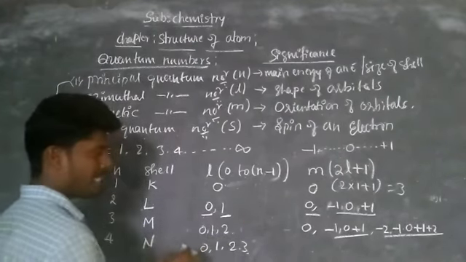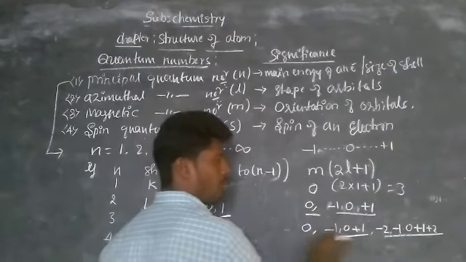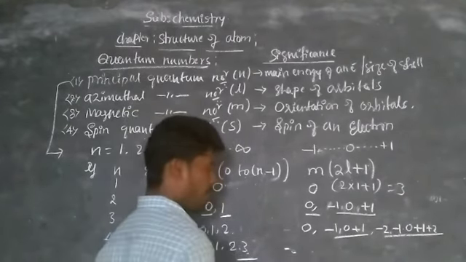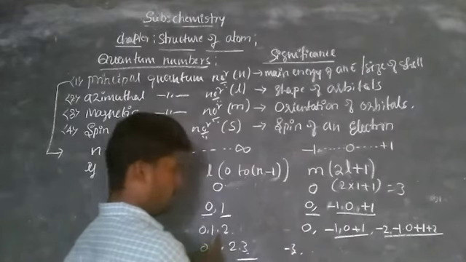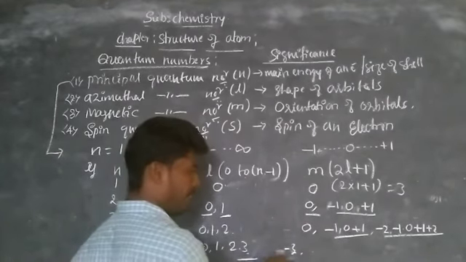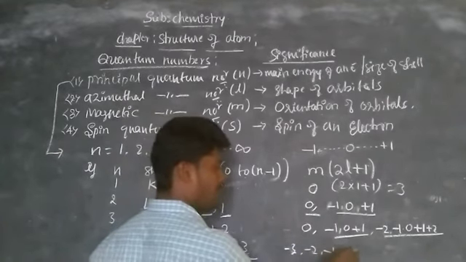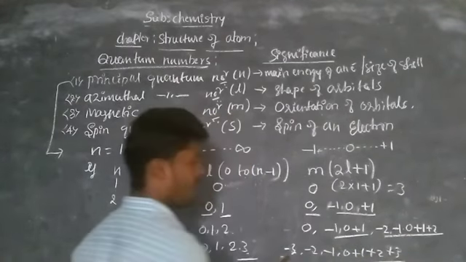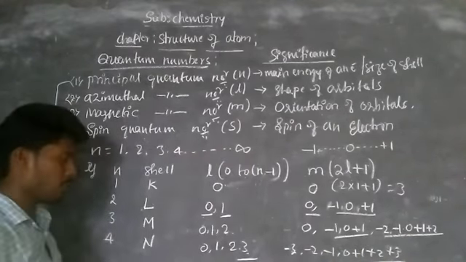Those 7 orbitals can be written, that is 0. These all are common. For L is equal to 3, I am writing here, that is minus 3. For 2, minus 2 in the start again. For 3: minus 3, minus 2, minus 1, 0, plus 1, plus 2 and plus 3. These are the 7 values for L is equal to 3.